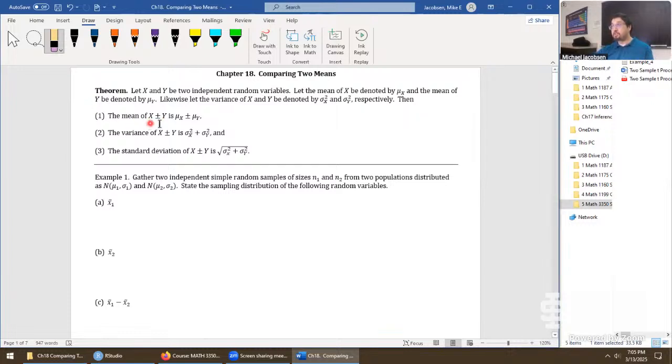The mean of two variables, x plus y or x minus y, is just the mean of the x variable, add or subtract the mean of the y variable. There's two values here just to compact two formulas. If it's plus, we use plus here. If it's minus, use minus here.